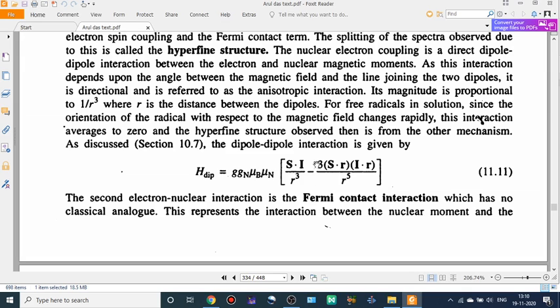Okay, and this second term is the Fermi contact interaction, that is, the interaction between the nuclear moments and the magnetic field produced by the electron spin at the nucleus. This is the interaction between the nuclear moments and the magnetic field produced by the electron spin at the nucleus, that is the Fermi contact interaction.